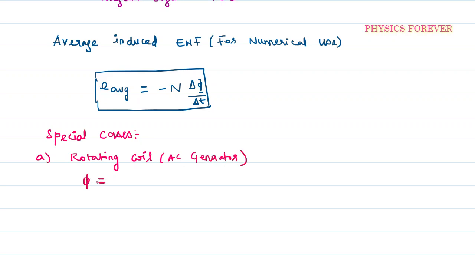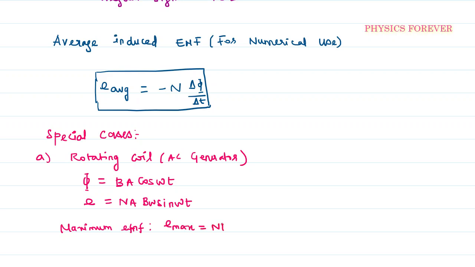Then magnetic flux phi can be written as BA cos omega t. Then induced EMF is equal to NAB omega sin omega t. So maximum EMF, you will understand all this while doing problems. Maximum induced EMF is equal to NBA omega. This is most important, it has been asked many times. So the maximum induced EMF is NBA omega.